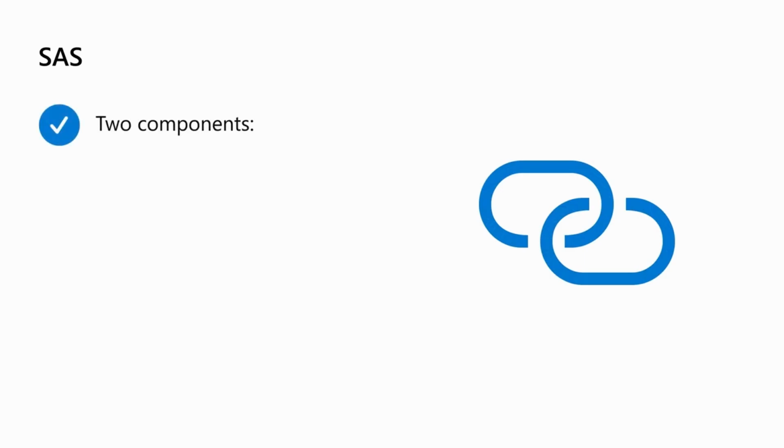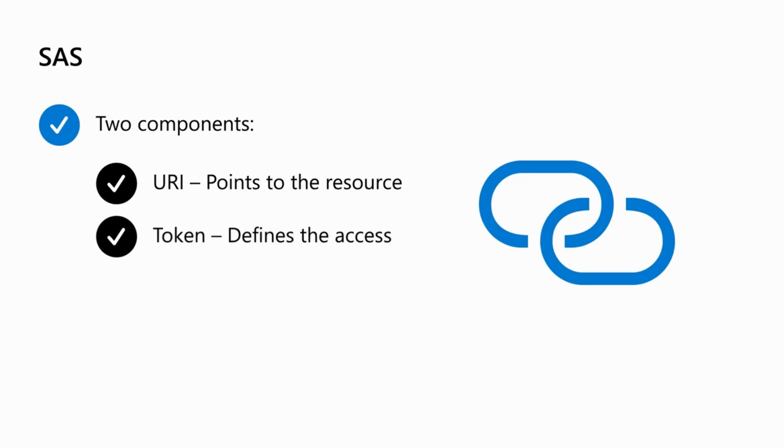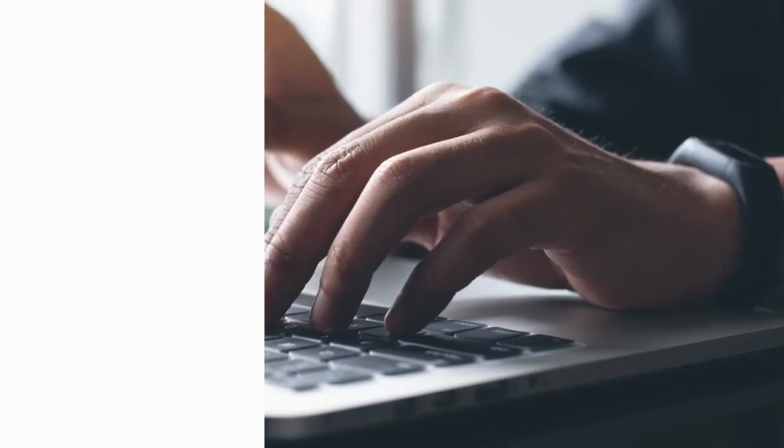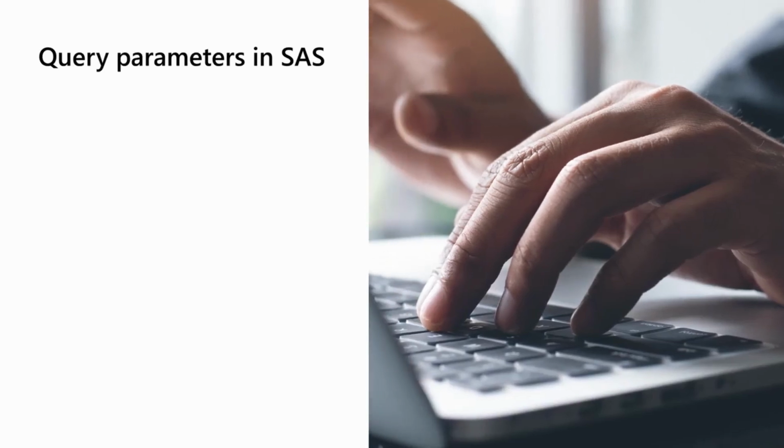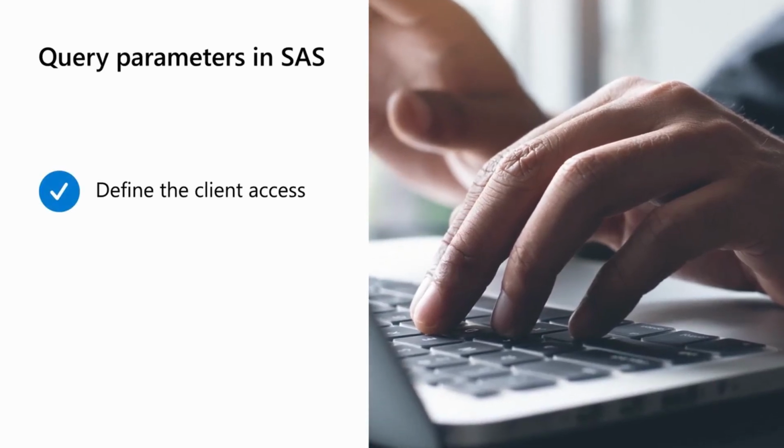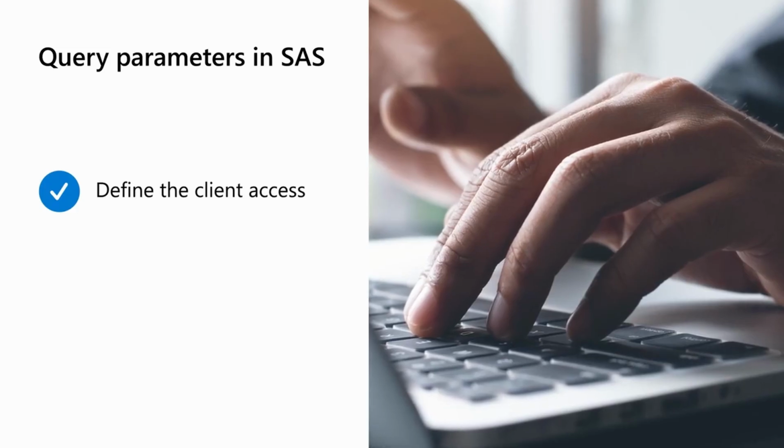SAS has two components: a Uniform Resource Identifier, also called URI, that points to one or more storage resources, and a token that defines how the client may access the resources. You will use query parameters in a SAS token to define the client access. Let's look at each of these.